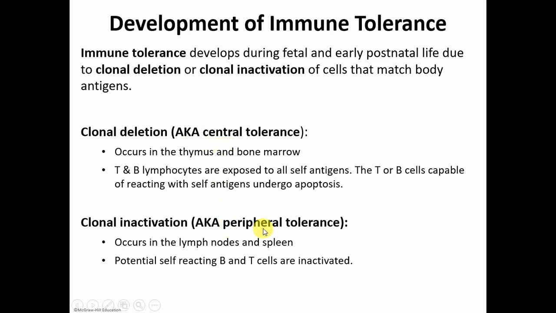But we also have peripheral tolerance, and that occurs in the peripheral organs or in the secondary lymphoid organs. That's known as clonal inactivation. That happens in your lymph nodes and spleen, where these self-reacting B and T lymphocytes are inactivated. They're inactivated in the peripheral organs like the lymph nodes and spleen, and that's why it's known as peripheral tolerance or clonal inactivation.